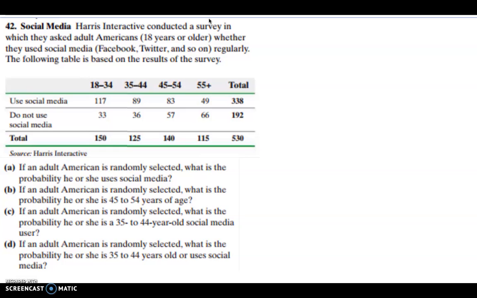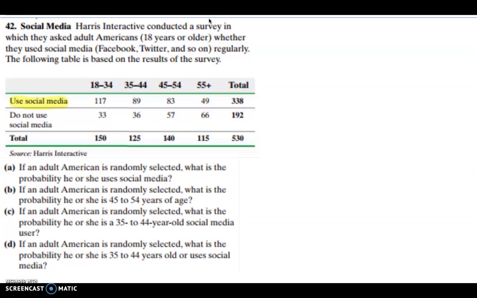Okay, lastly, social media. Harris Interactive conducted a survey in which they asked American adults, 18 years and older, whether they use social media, so Facebook, Twitter, and so on, regularly. The following table is based off of those survey results.